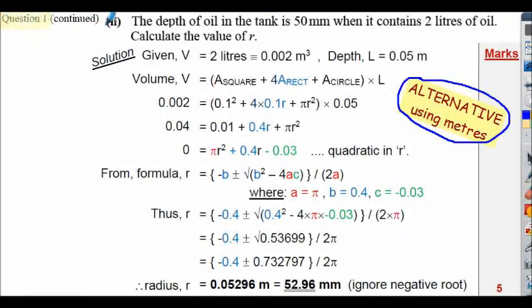This is question 1, part 2 solution. It's an alternative. The only thing that's different here is I've used meters instead of millimeters. So my initial volume of 2 litres is changed to 0.002 meters cubed, and my depth is 0.05 meters. As I said, just an alternative approach, probably non-preferred in this case, but the final value for the radius is exactly the same.